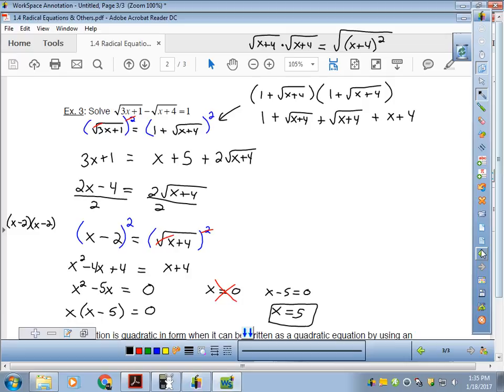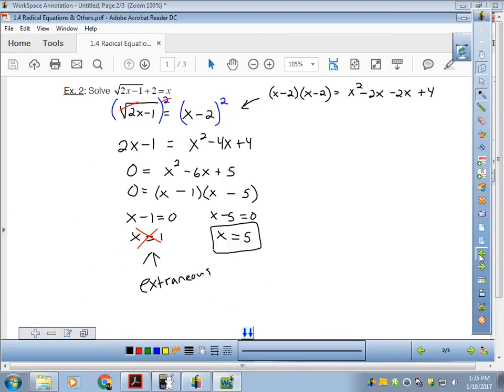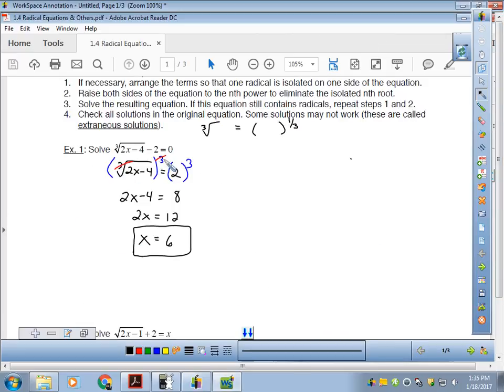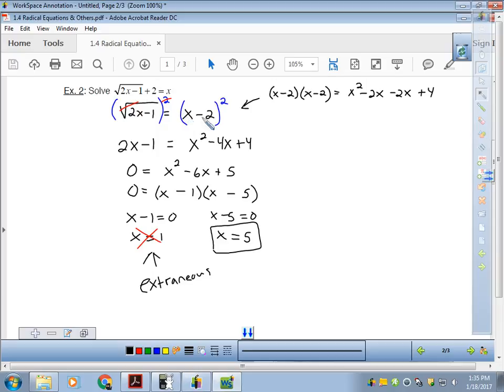So you might have noticed with these that we've gone up in complexity. In part 1, when we got rid of the cube root and cube, we just got a number, really easy to solve. In example 2 here, when we got rid of the square root, we had to square this, which meant we had to do FOIL, and then we ended up with a quadratic, and then we had to factor, so it was a little bit harder.